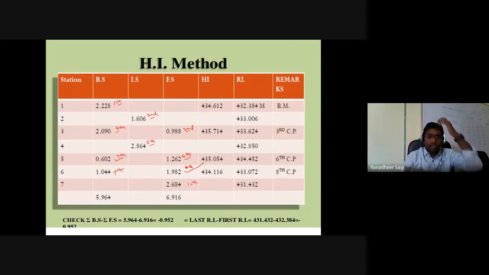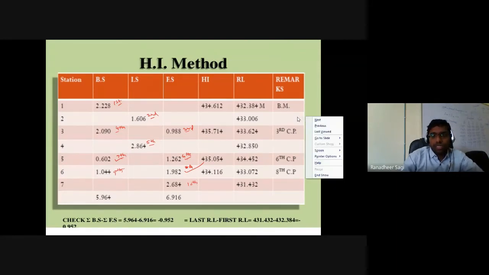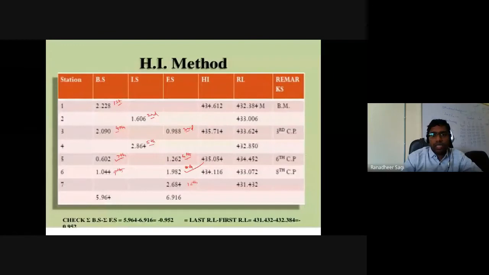So once we write down properly your data under backside, intermediate sight or foresight, and that data is properly represented in your leveling book, field book, then the next objective is to calculate the RL values. Before we start calculating the RL values, as we are dealing with the height of instrument method, how do we write down and calculate the height of instrument, as we have seen earlier?